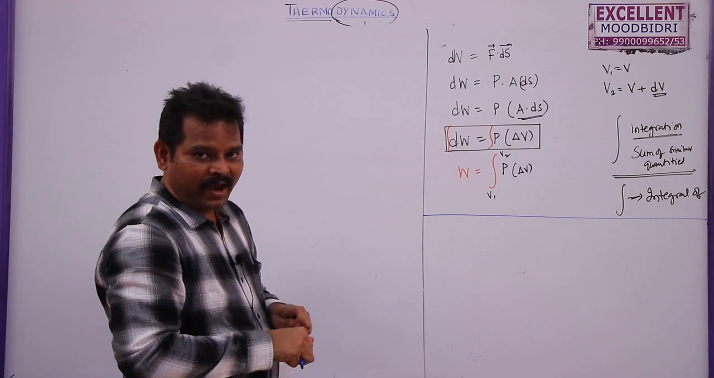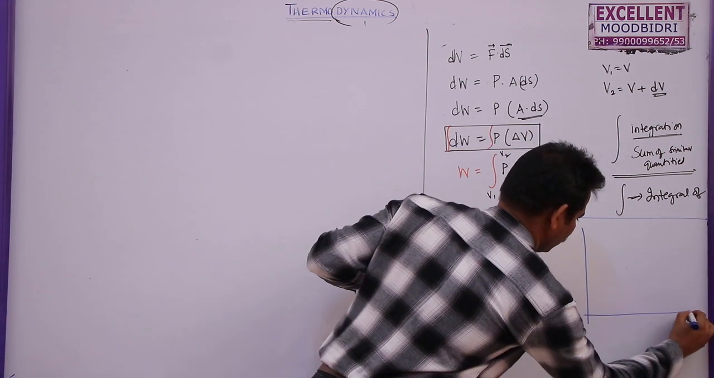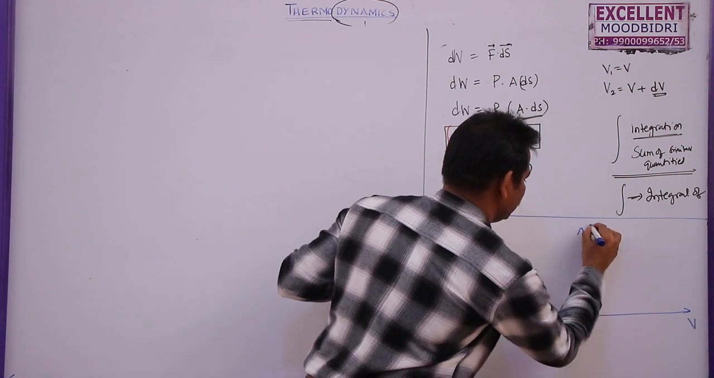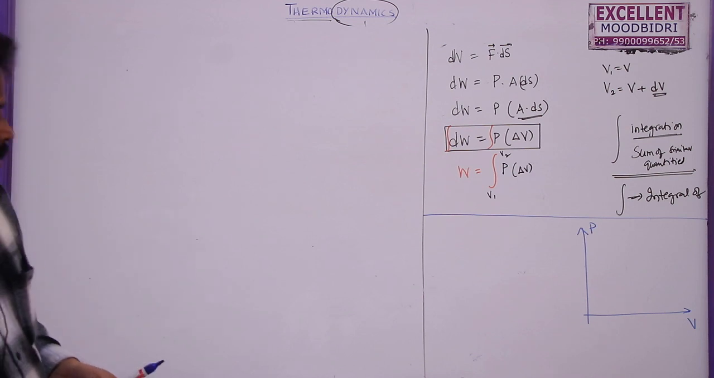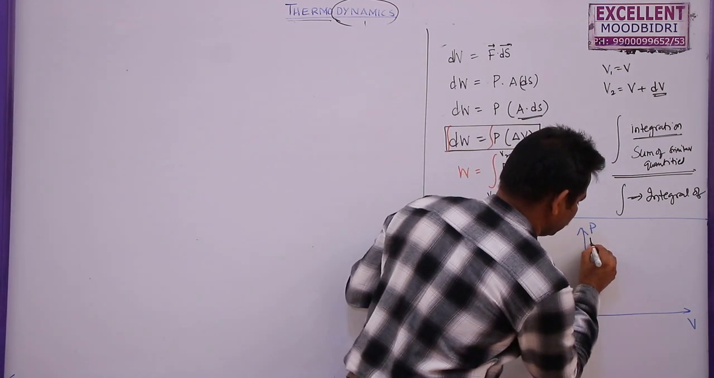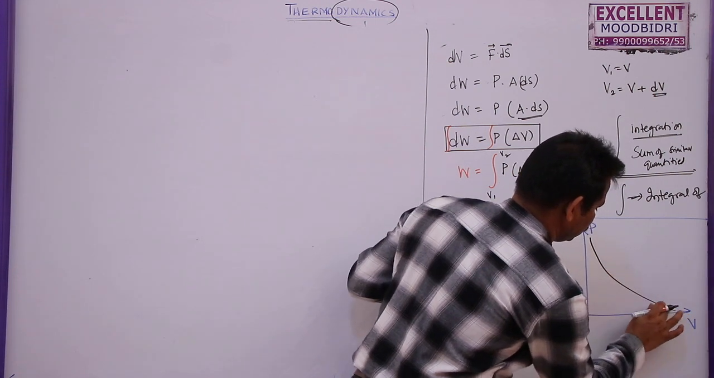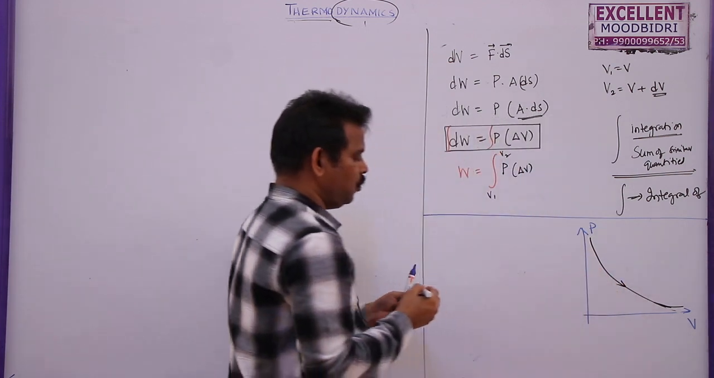Sometimes to find out the work done, they may give the indicator diagram of a thermodynamic system. What is this indicator diagram? PV diagram is also called indicator diagram. In an indicator diagram, the relation between pressure and volume is inversely proportional to each other. So this is the graph that indicates the relation between volume and pressure.